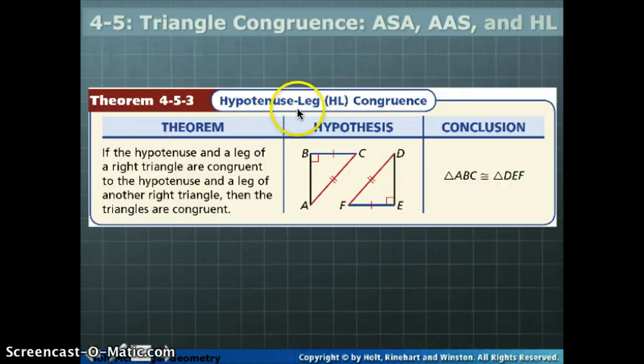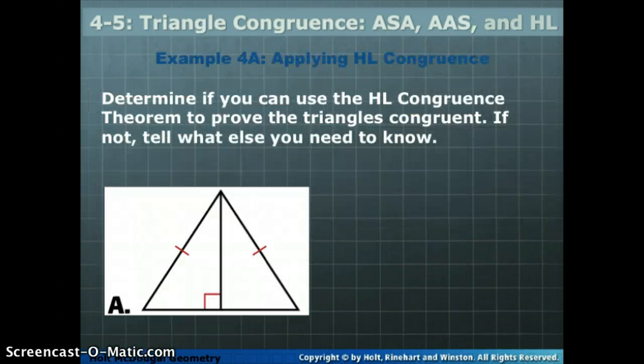Not just any triangle has a hypotenuse or legs. So we first of all need our triangles to be right triangles. And if we do have right triangles, to prove those congruent, both their hypotenuses need to be congruent, and then one set of their legs must be congruent for the triangles to then be congruent. Okay, we're going to look at an example.